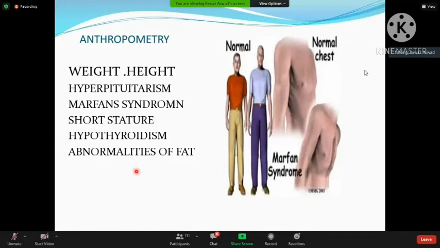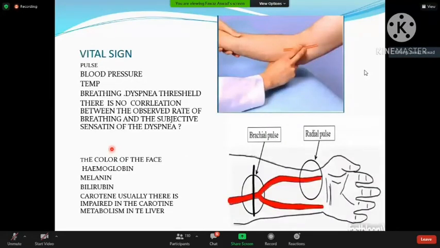Even we could notice during the examination the weight and the height of the patient. Sometimes the patient may complain from hyperpituitarism or Marfan syndrome, short stature, hypothyroidism, and abnormal fat distribution of the body. Among the other things I only mentioned for those who want to look at them are the pulse, blood pressure, temperature, and breathing rate.